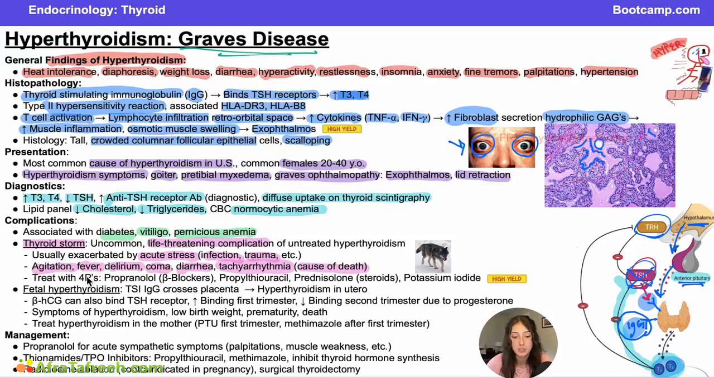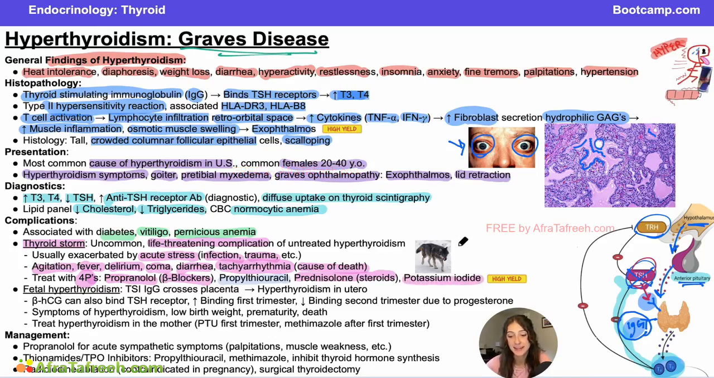How we treat thyroid storm is highly testable, and you can remember the way we treat thyroid storm with the 4 Ps. So first, propranolol, that is a beta blocker. Remember, we have a heart rate that is too fast, so we can use our beta blocker to slow it down. Then propylthiouracil, remember that's one of our thionamides that is going to inhibit the synthesis of T3 and T4. You can also use prednisolone. This is an incredibly inflammatory state, so we use prednisolone to counteract a lot of those effects. And then finally, potassium iodide.